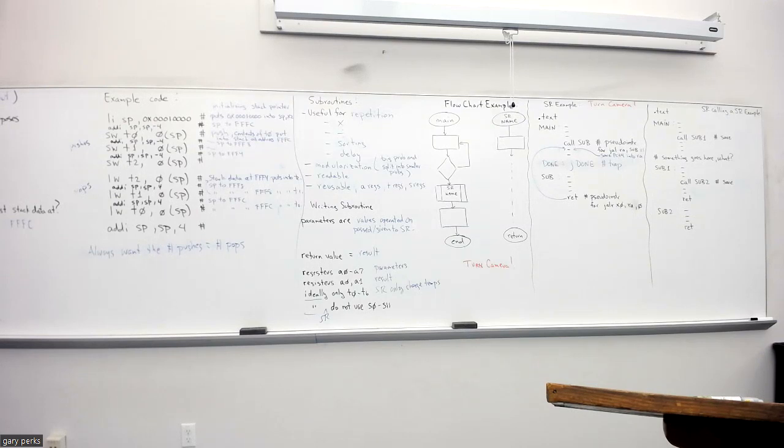Yeah, I mean, I don't have an answer for you. I've never noticed it, but it's saving PC plus 4 because we want the instruction after the call. So why it says plus 8, I don't know, but I can check. But I'm thinking it's a mistake.